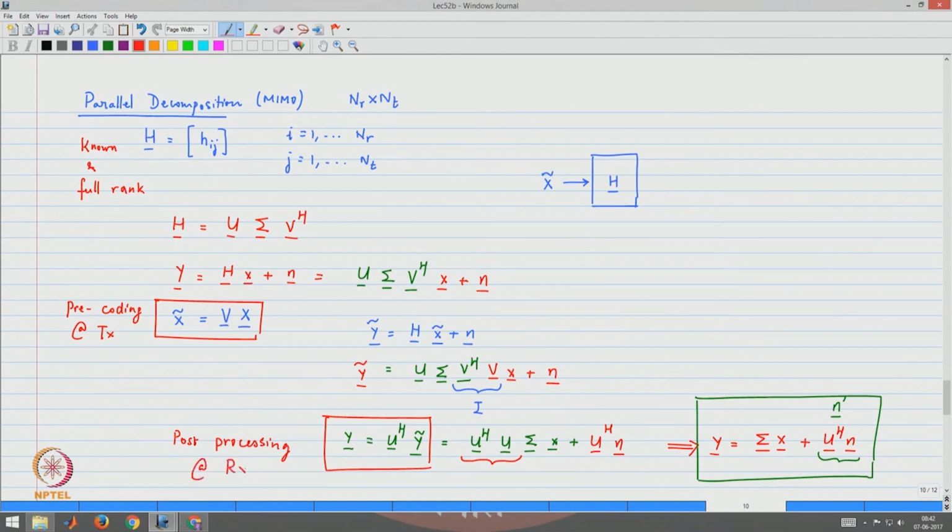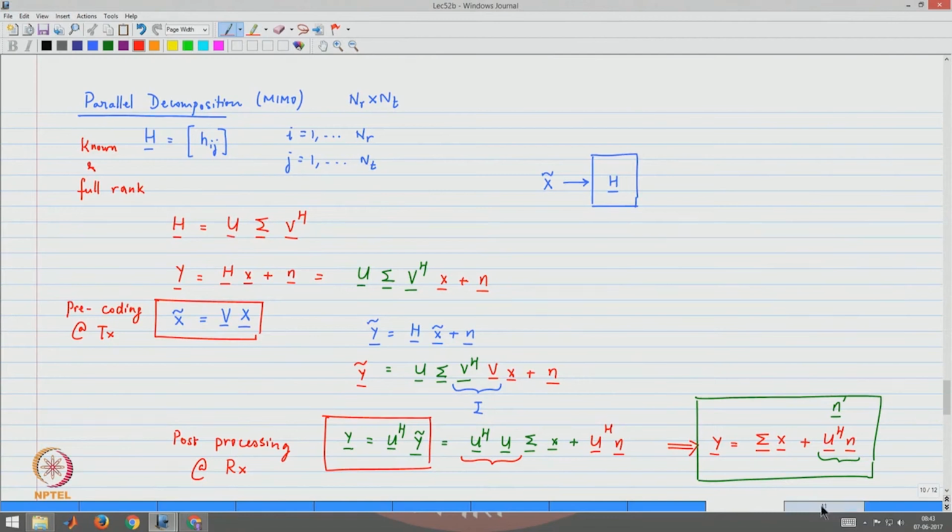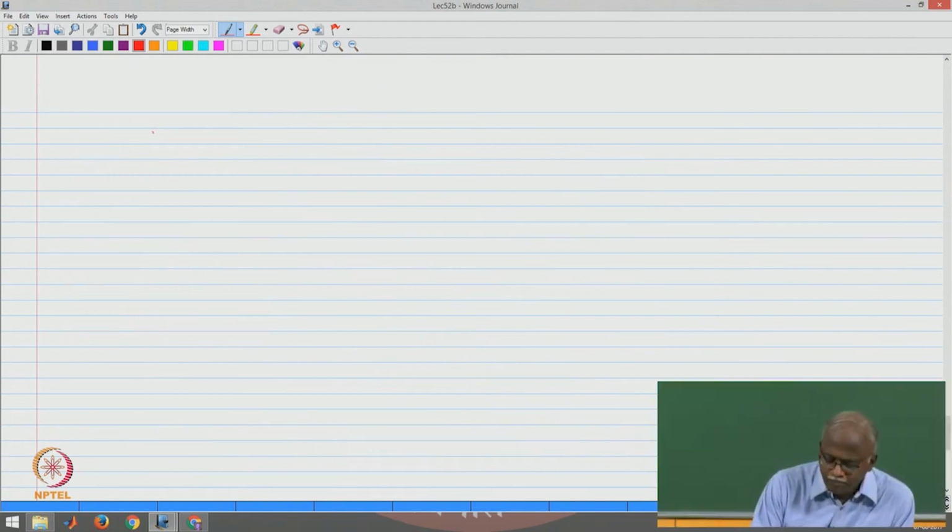So, this is post processing at the receiver. A simple processing step at the transmitter, a simple processing step at the receiver gives us a very nice and interesting result where we have this expression. So, let us do two things. One is, first let us write down the process that we have done.